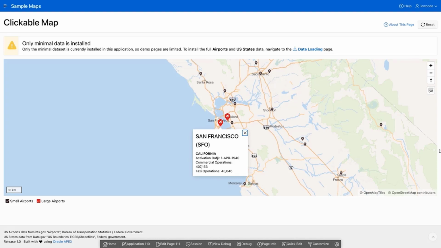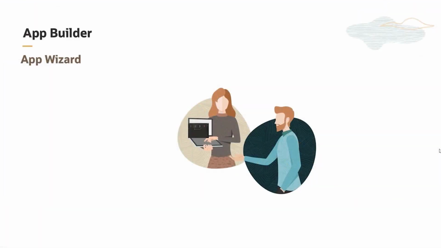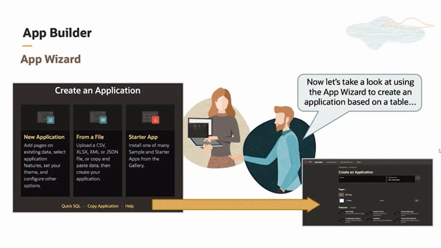Okay, my friends, that's going to do it for the demonstration for installing a sample app. Now, App Builder also allows you to build applications using the App Wizard. And the App Wizard allows you to create an application based on a table.